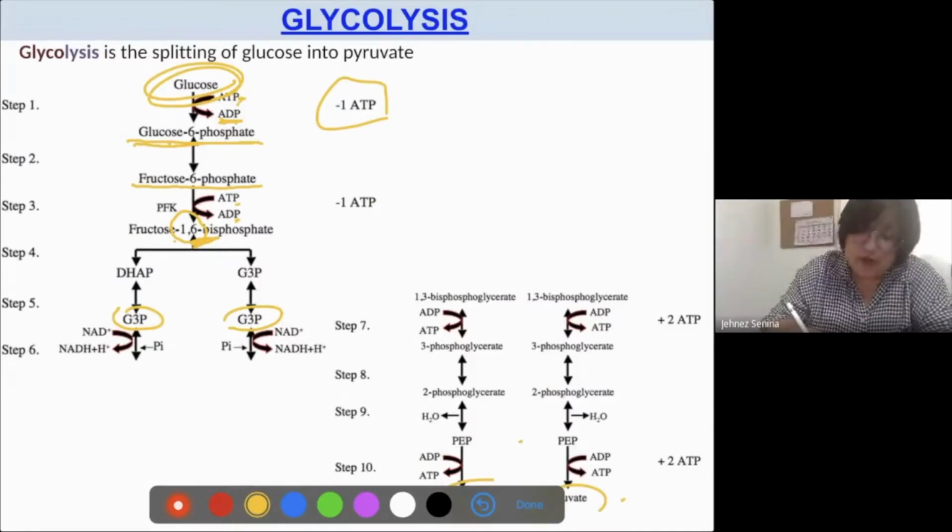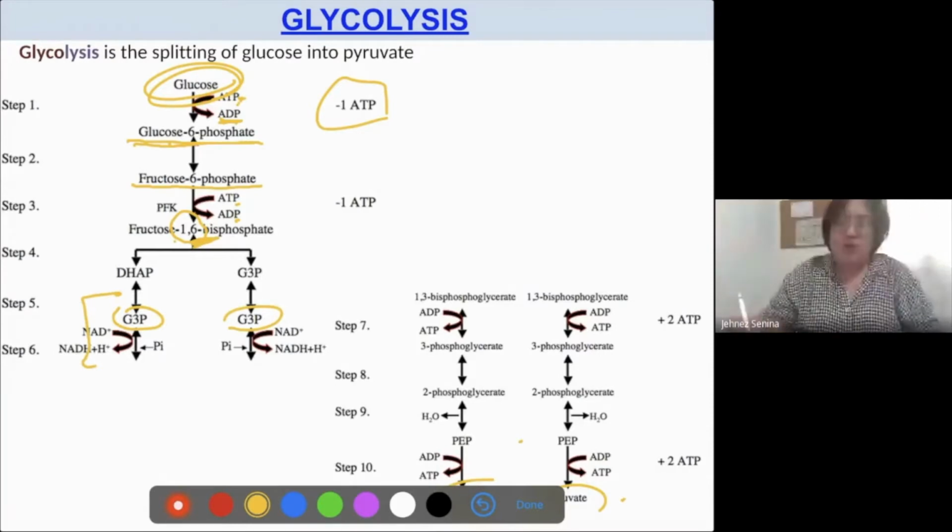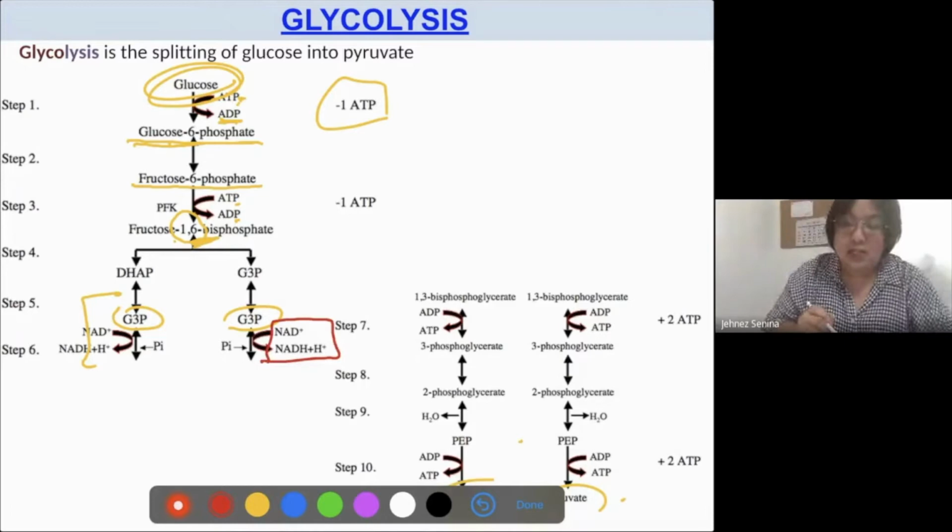From this one to this one, the chemical reaction will be oxidation and reduction. Look closely. NAD plus is reduced to NADH plus H plus. Why did I say NADPH? Forgive me, I'm in photosynthesis. In photosynthesis it is NADPH. Now, NAD plus is reduced to NADH plus H plus.